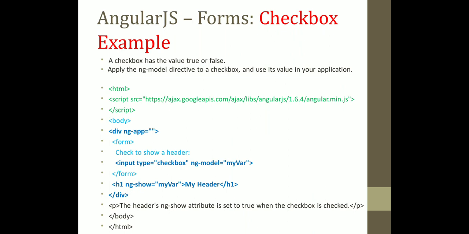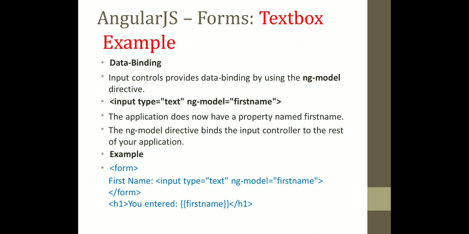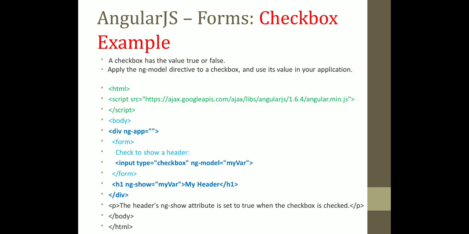Then so this was about the simple text box. Here we have given input type text, so this is the coding of a text box. Now if you want to use it with a checkbox, we'll see how it is used. The checkbox has the value true or false. Apply the ng-model directive to a checkbox and use its value in your application. So how to use this in an application, we'll see.